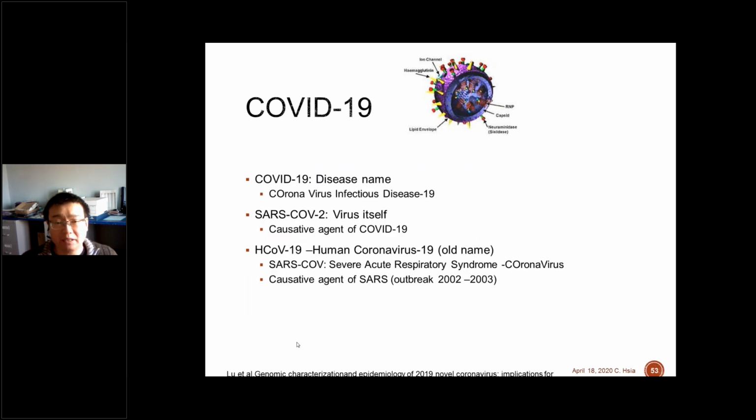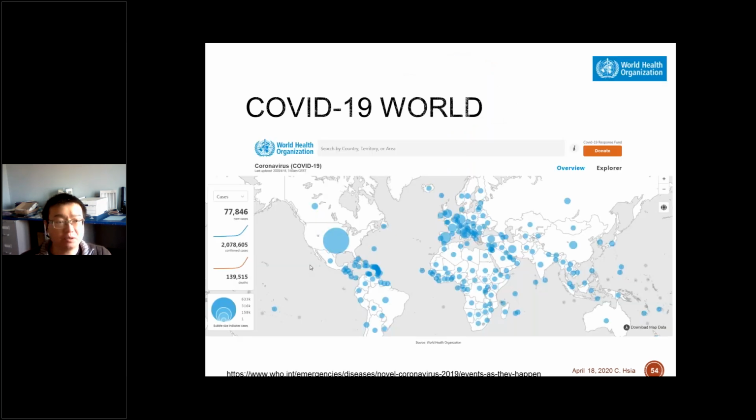Just for nomenclature and understanding the terms here, COVID-19, the disease name, comes from coronavirus infectious disease 19. The virus is actually called SARS-CoV-2. Okay, so this is the causative agent of COVID-19, the disease. So the virus, when we talk about it, is the severe acute respiratory syndrome coronavirus 2. That's to differentiate it from SARS-CoV, the severe acute respiratory syndrome coronavirus 1, which was the causative agent of SARS back in the pandemic in 2002-2003.